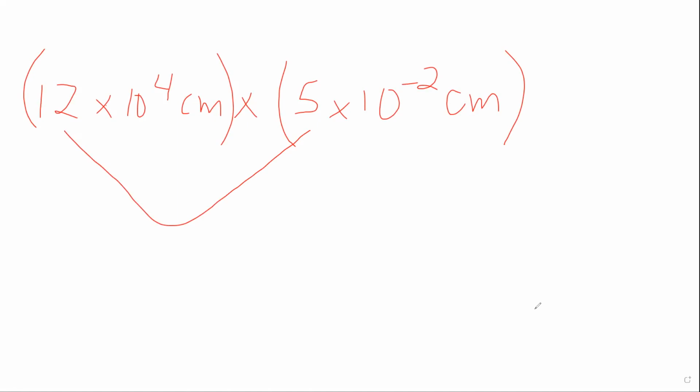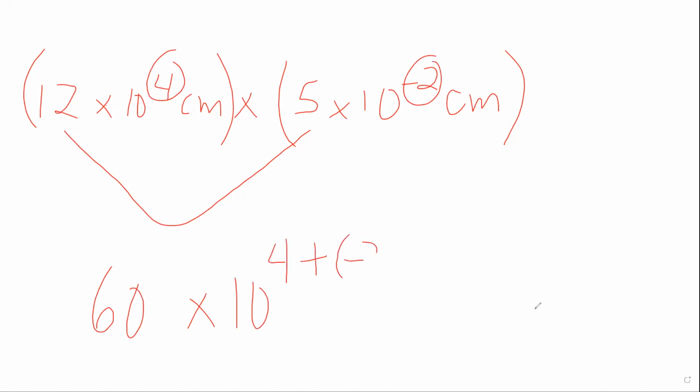So 12 times 5 is 60, if I'm not mistaken. Yeah, it is, I think. I shouldn't doubt myself, but I do sometimes when I look at it. Yeah, so it's 60. And then times 10 to the what? Well, we have a 4 and we have a -2. So you're really supposed to add these numbers, okay? So it's 60 times 10 to the second. And this, of course, since it is multiplication, is centimeters squared.